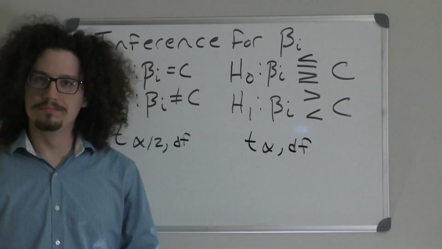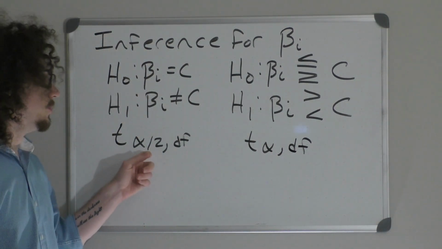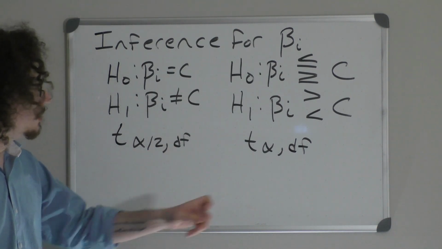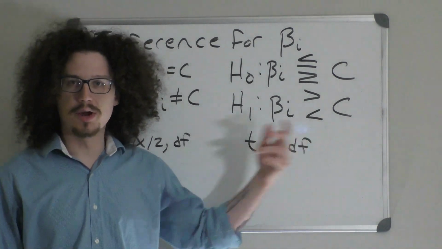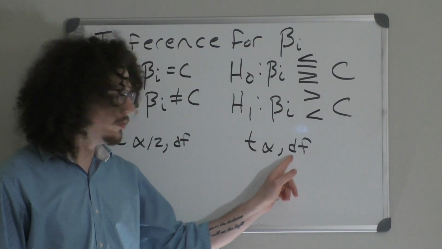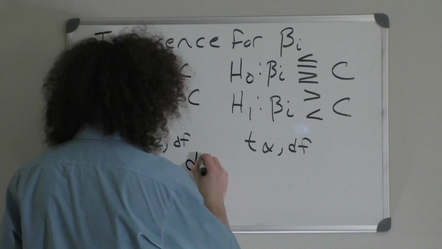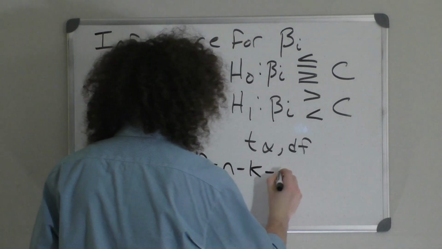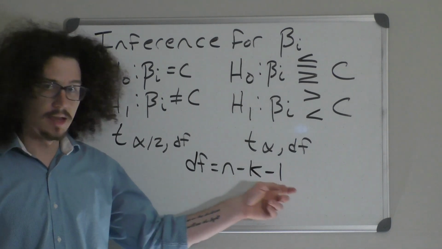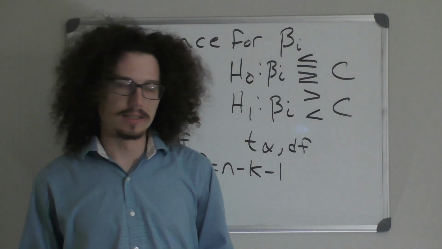All right, then the usual difference with our critical values. When we're looking at a two-tailed test, it's t alpha divided by 2 and then the degrees of freedom. If we're doing a one-tailed test, either right or left-tailed, our critical value is t alpha and then our degrees of freedom. Our degrees of freedom are going to be the same, n minus k minus 1, so that's the same for both of those, as is our test statistic.